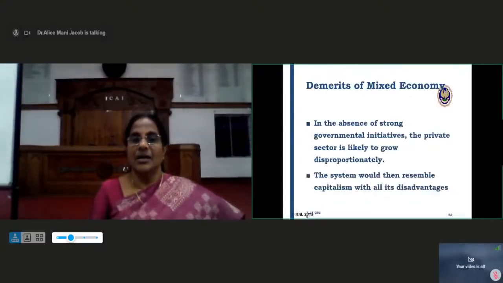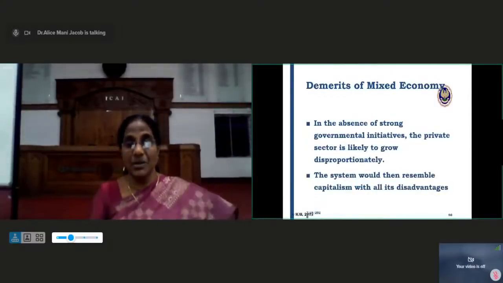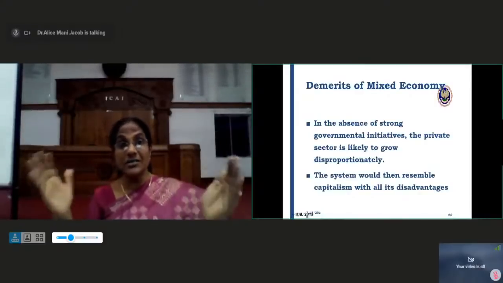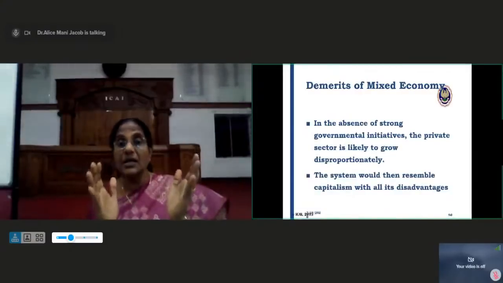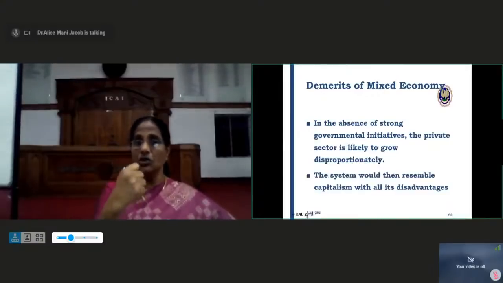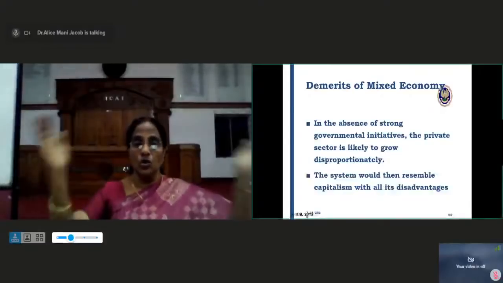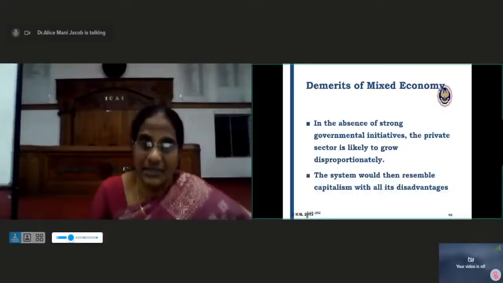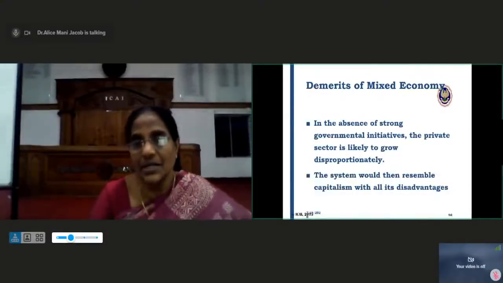Then, private sector. This is a big problem. Like capitalism in the oxygen tent. That is, this is a way of promoting capitalism, a criticism against mixed economy. That is, if government is not very strong and vibrant, what happens is the private sector will grow so disproportionately and eat up the public sector. Right? This is happening in India, isn't it?